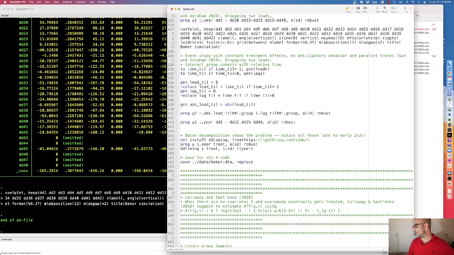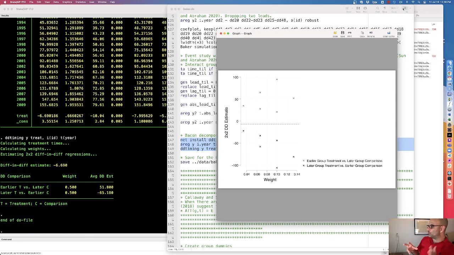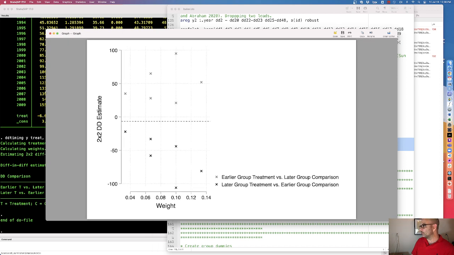So I'm going to do the Bacon decomposition. Why is this happening? The Bacon decomposition, remember, looks at your individual coefficient and says that it is equal to the sum of weights times individual 2x2s, okay? All right, so there's not K squared in this example because there is no untreated group. So instead, it's going to be like K squared minus the 4, I think. K squared would be 4 groups, so 16. I think there's going to be 12. Yeah, so here we go.